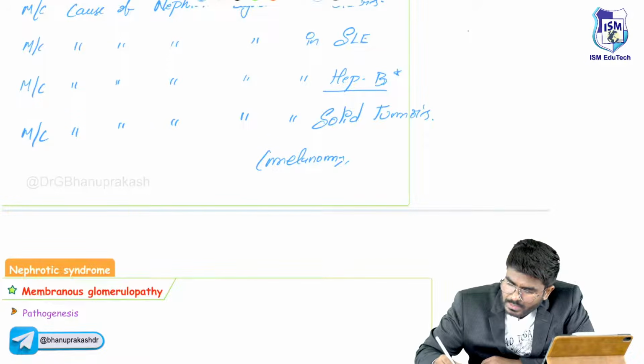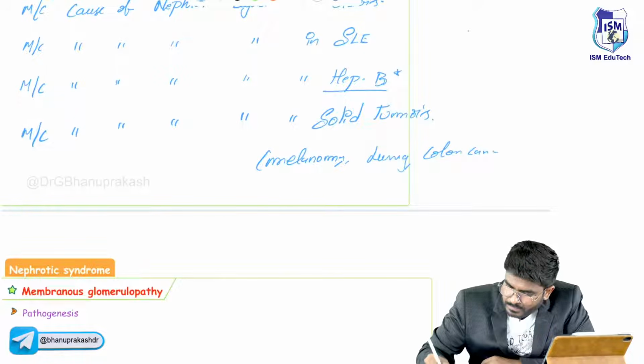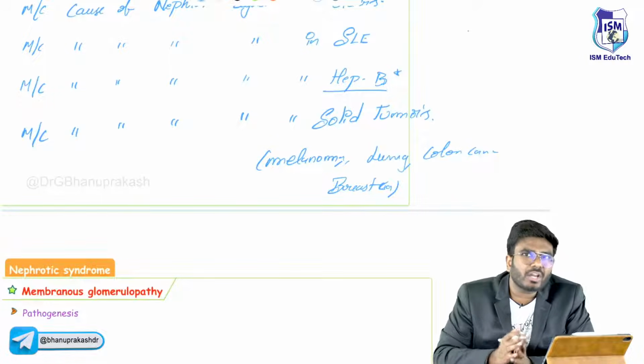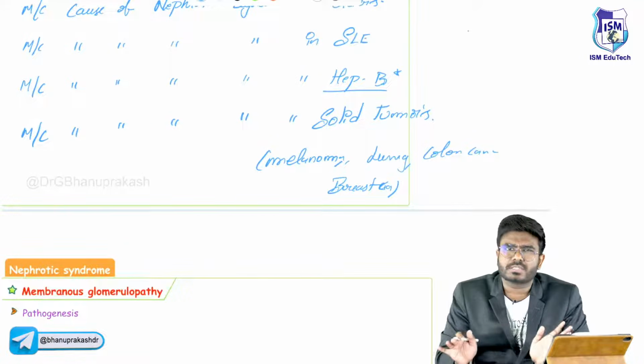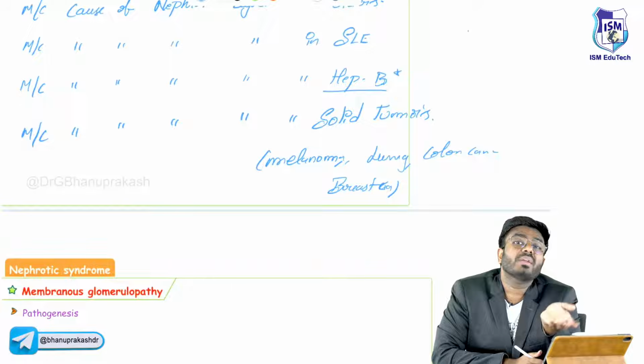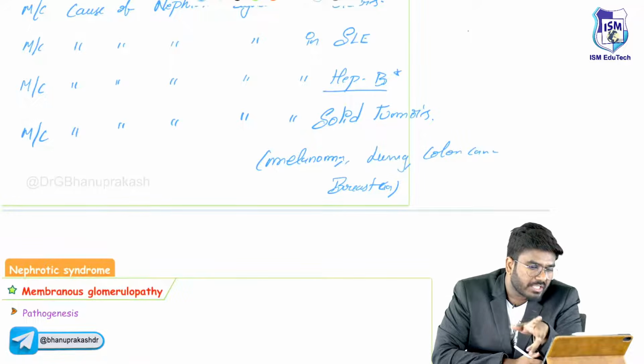Okay, melanoma, lung cancer, colon cancer, and breast cancer. So these are the solid tumors, right? They are not liquid tumors, just generally speaking, all solid tumors. So those patients who are suffering with solid tumors, they are at risk of developing which type of nephrotic syndrome? It's minimal change disease.